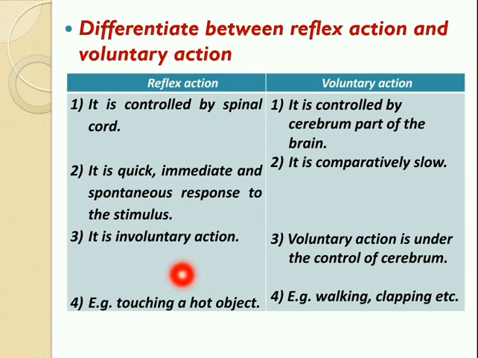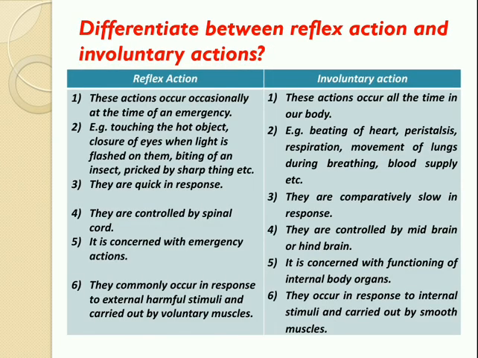For example, touching a hot object is the example of reflex action. Walking, clapping, which are voluntary actions, is the example of voluntary action which we can control, and it is controlled by cerebrum part of the brain. Now let us see what is the difference between reflex action and involuntary actions. Though reflex action is an involuntary action, there are certain differences between reflex action and involuntary action.